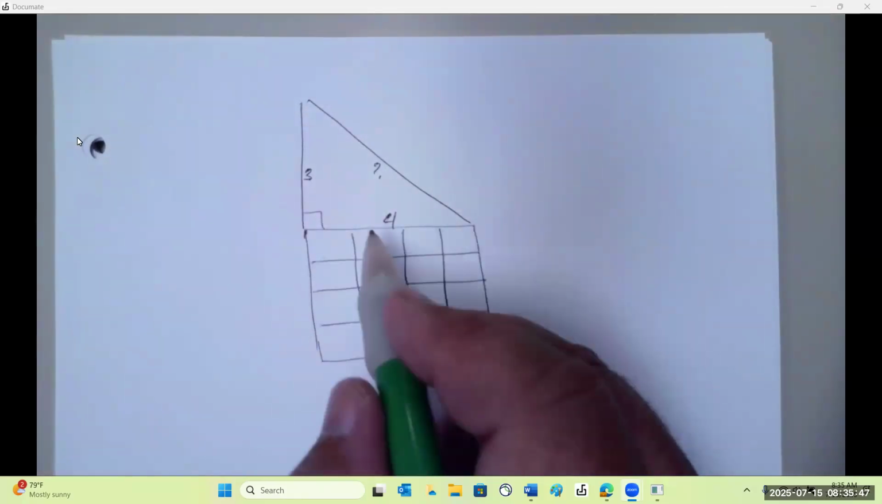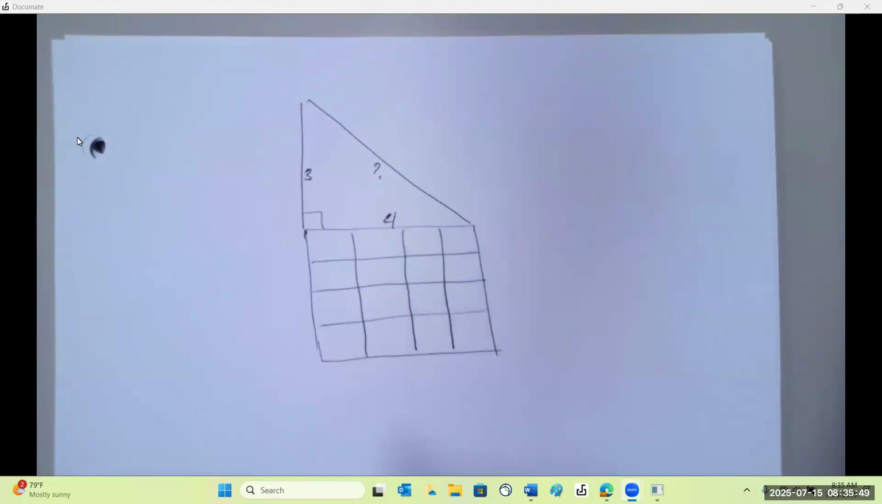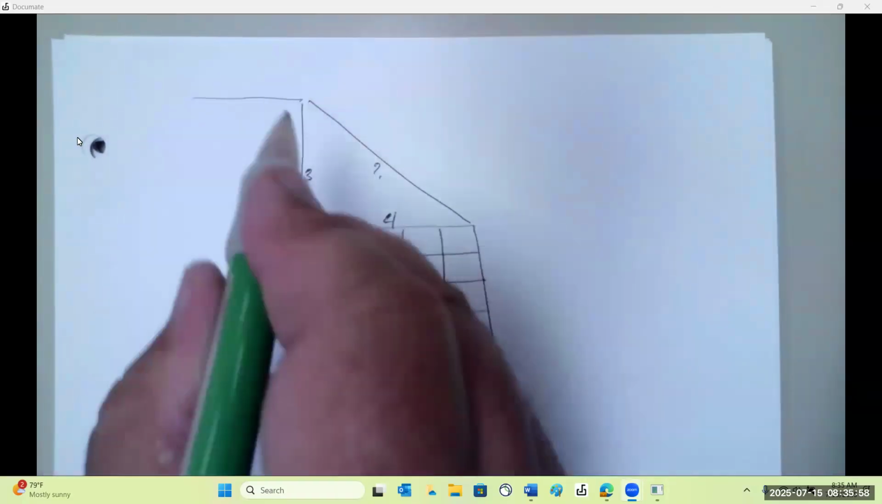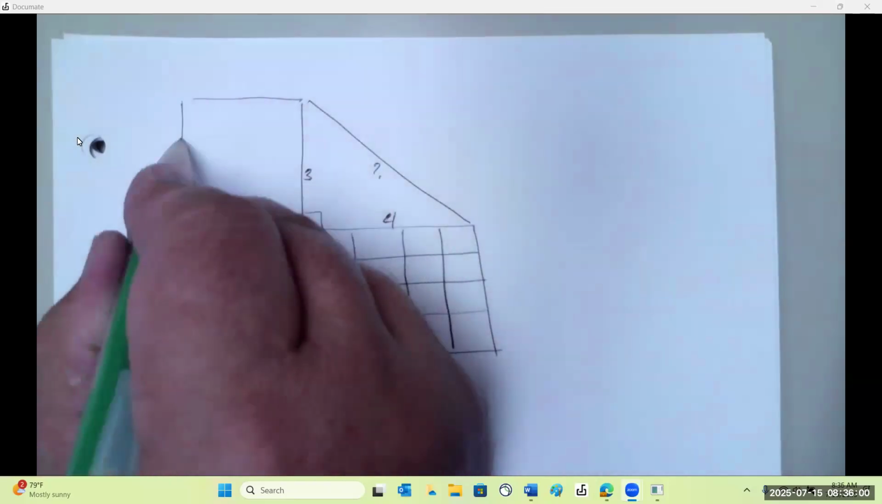4 blocks this way, 4 blocks this way is how many blocks? Yeah, it's 4 times 4. There are 16 blocks in there. Then he did the same thing on this side.